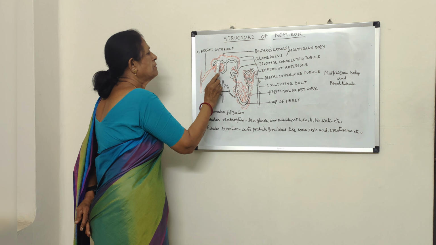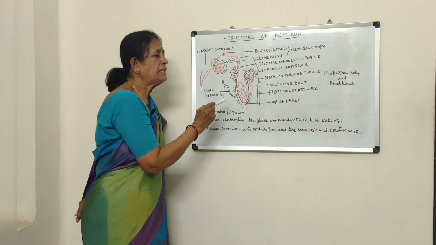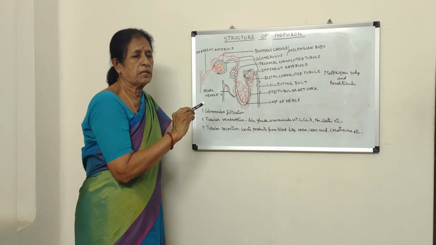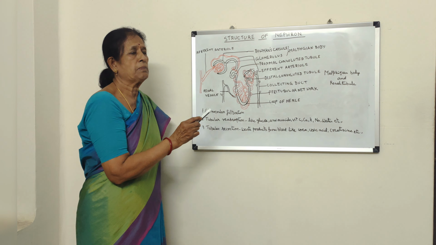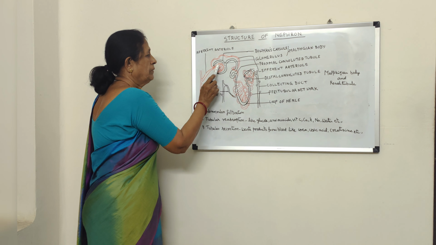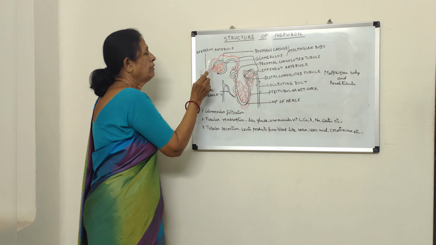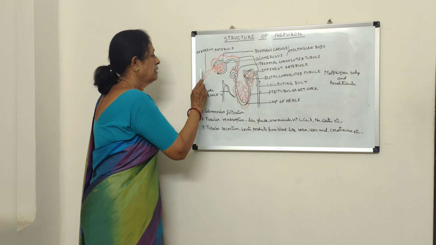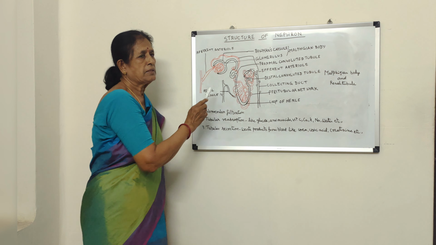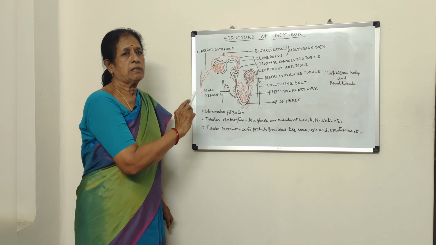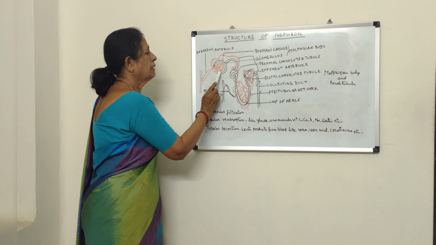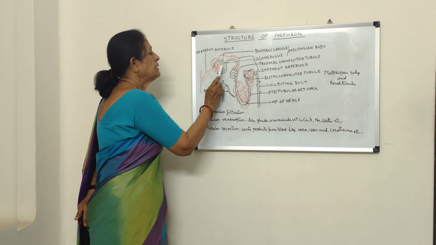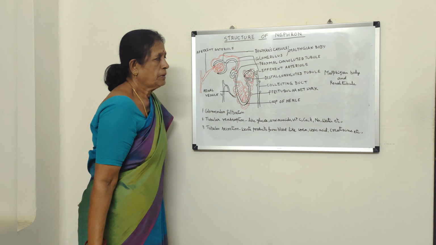And here the Bowman's capsule, the cells will filter the blood and they will remove the waste materials. They remove the excess salts and the waste materials that are present in the blood vessel, they will filter it. And the bunch of blood vessels is called glomerulus. So renal artery divides and redivides and forms afferent arteriole. Afferent arteriole enters into a cup-like structure which is called Bowman's capsule and it forms a bunch of blood vessels which is called glomerulus.